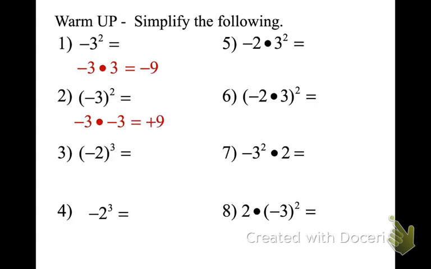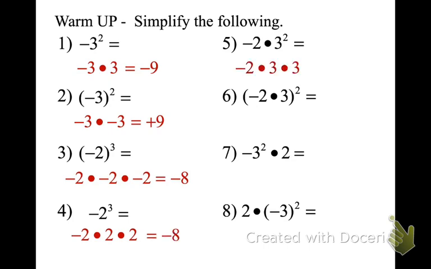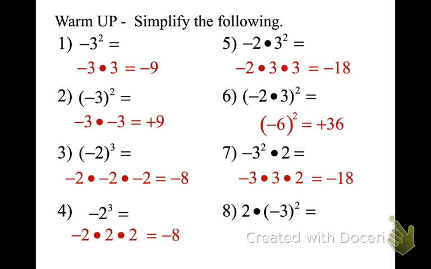Okay, again, number 3, the entire parenthesis expands out, so it's -2 times -2 times -2, which is -8. On number 4, only the 2 is expanded because that's what the exponent is touching. So it's -8. Number 5, we have -2 times 3, which is -18. Number 6, we simplify in the parentheses first. We use our order of operations, so it's -6 squared, and that would be +36. Number 7, it's -3 times 2, which is -18. And number 8, we expand the entire parenthesis, so it's +18.